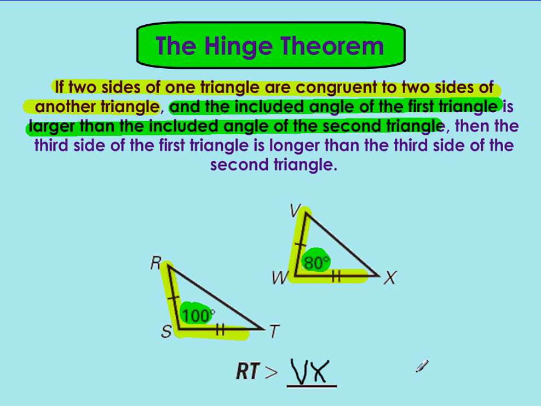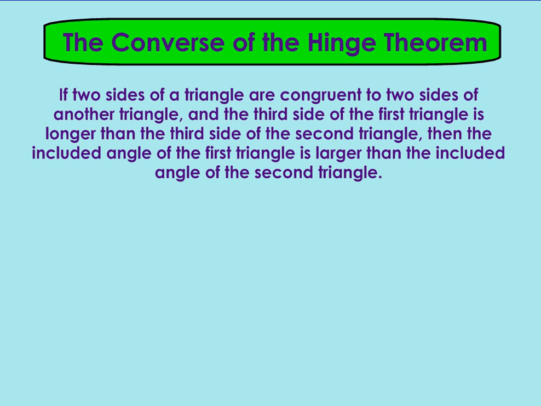So we really have two pieces of information that are required before we can make any statements and conclusions regarding side length. First you have to notice that two sides are congruent to two sides of another triangle, and you have to be given angle measures for the included angle. Then you can make a statement about the third side of that triangle. The converse of this is also true.